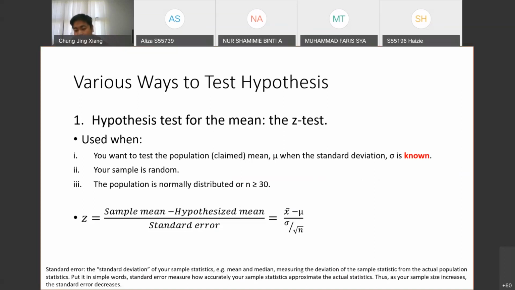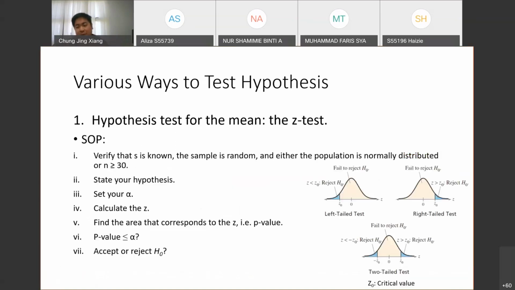The Z score is equal to the sample mean minus the hypothesis mean, divided by the standard error. You can see the formula here. Remember, standard error is actually the standard deviation for your statistic, such as the mean or median. It tells how much your sample mean deviates from the population mean. This is the standard error. So just go through it.